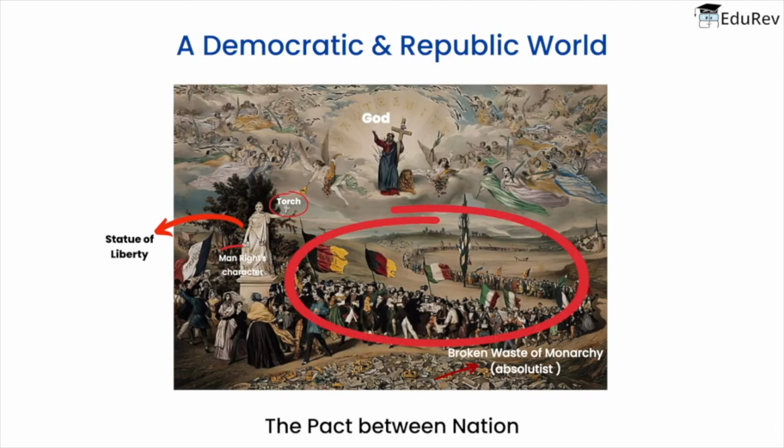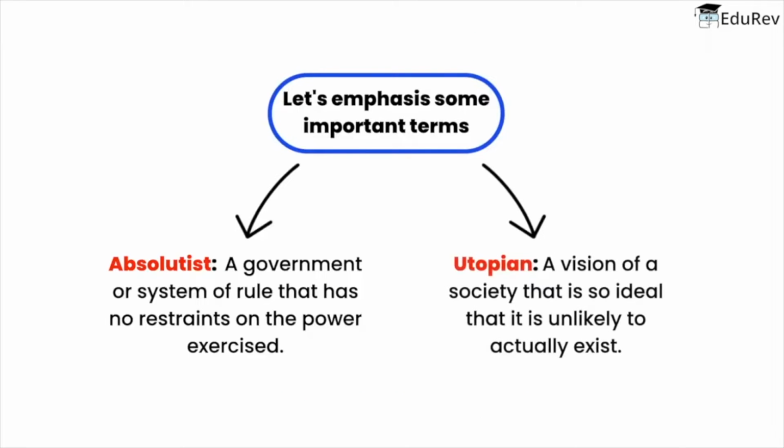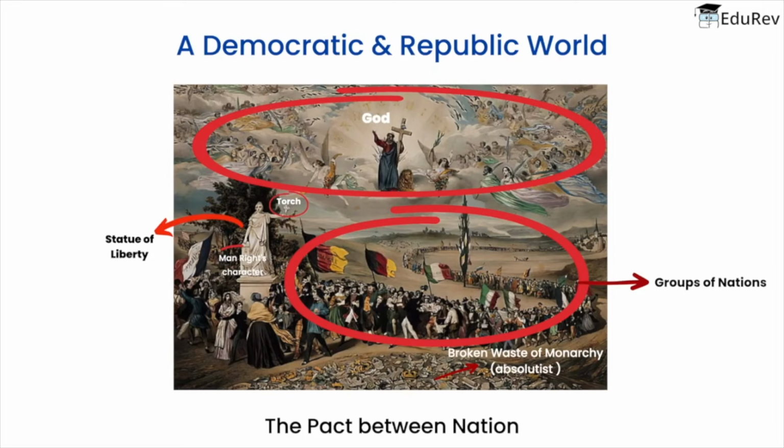In Sorrieu's utopian vision, the people of the world are grouped as distinct nations, identified through their flags and national costume. Here utopian means a vision of a society that is so ideal that it is unlikely to actually exist. From the heavens above, Christ, saints and angels gaze upon the scene. They have been used by the artist to symbolize fraternity among the nations of the world.